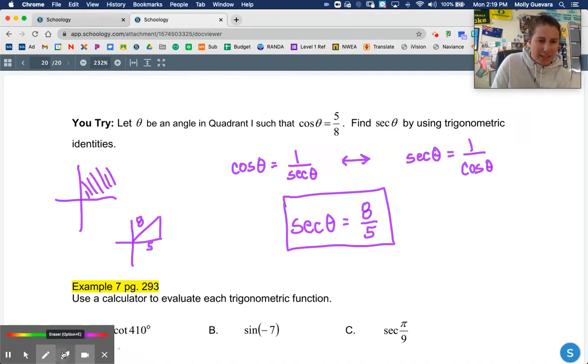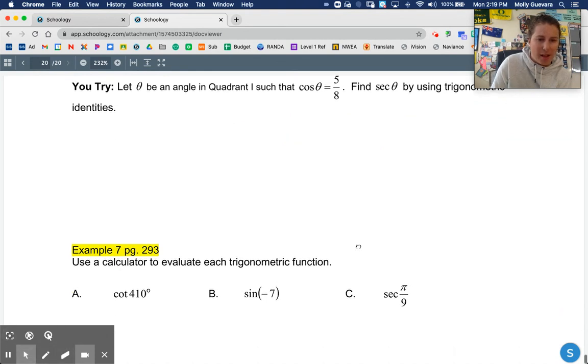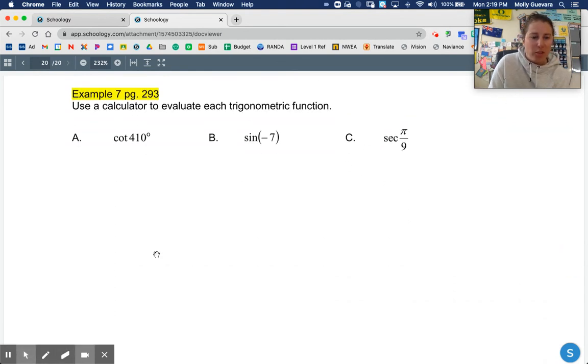Okay, last example here in this lesson is some calculator work. So really quickly, I want you to pause the video, use your calculator to evaluate these functions, and then hit play and check your work.